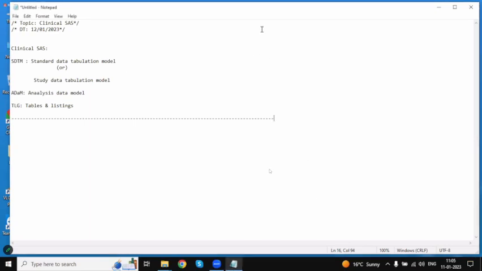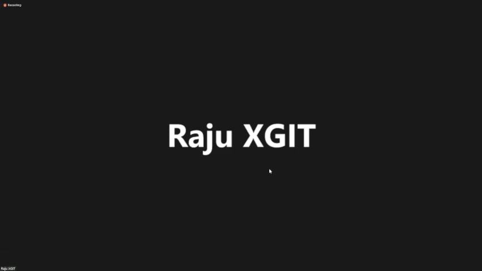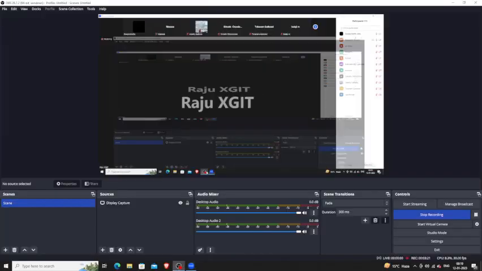Give me 1 second. The recording storage was full. 1 second. Fine. Able to see my screen?